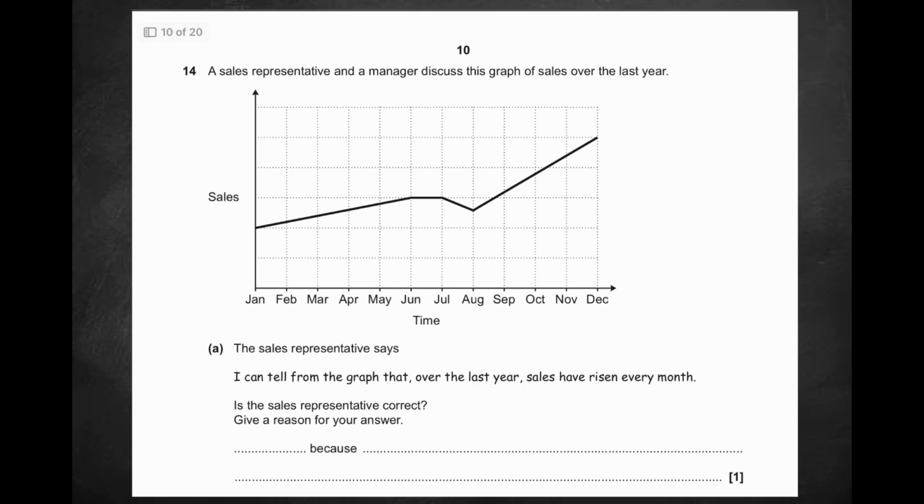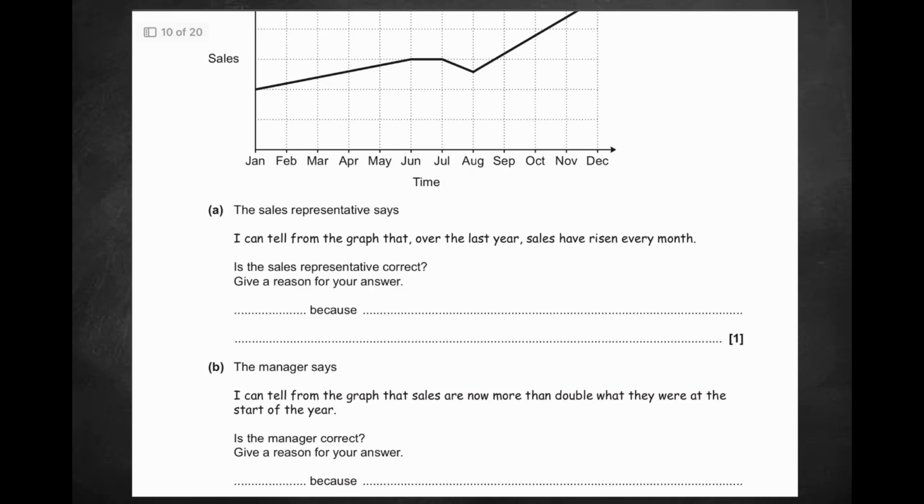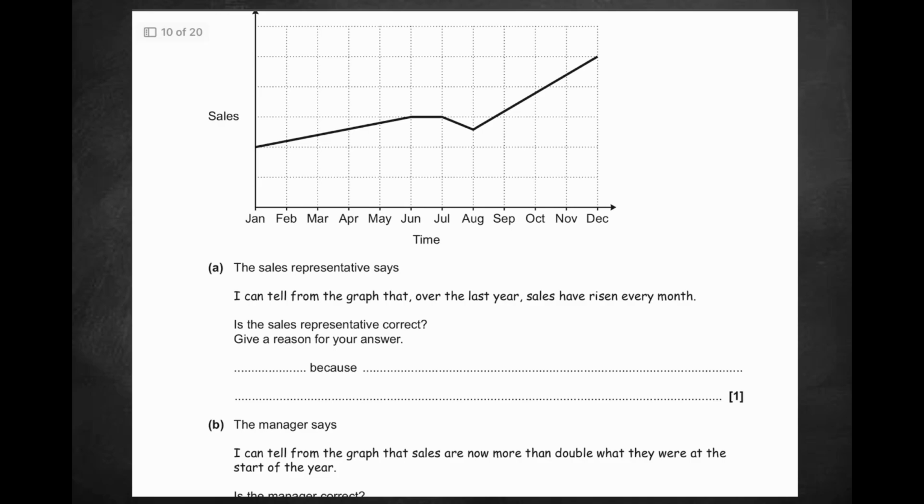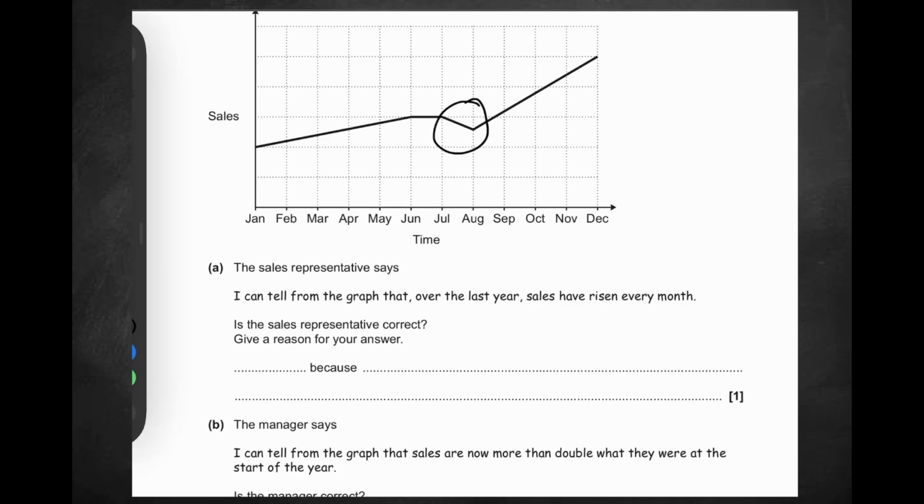Question 14. A sales representative and a manager discuss this graph of sales over the last year. The sales representative says, I can tell from the graph that over the last year sales have risen every month. Is the representative correct? Give a reason for your answer. Well, if you look here, the sales have actually gone down for one of the months. So therefore, no, they are not correct, because from July to August, sales went down.